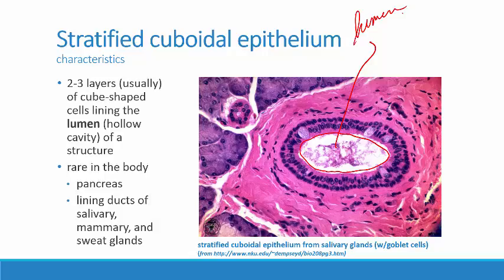They're relatively rare in the body, but we find them in the pancreas, in the lining of some salivary gland ducts, and the ducts of mammary and sweat glands. So not a real abundant tissue type.